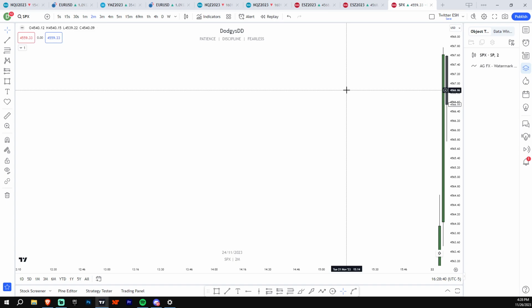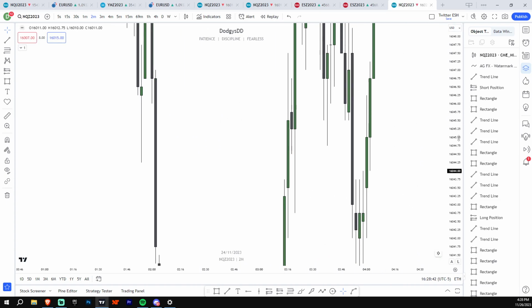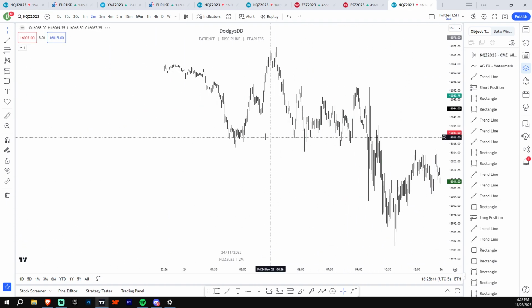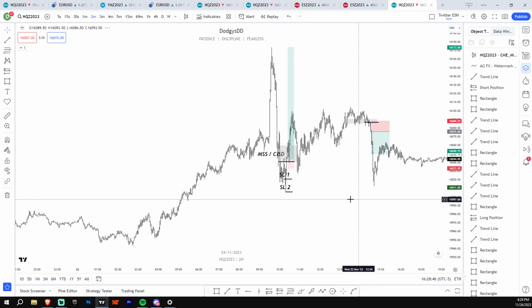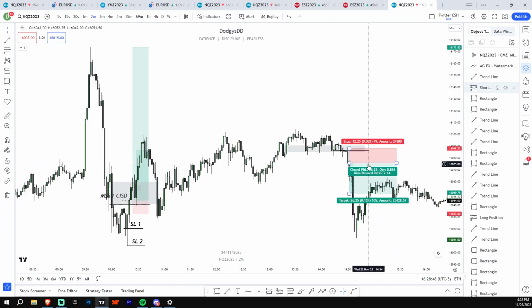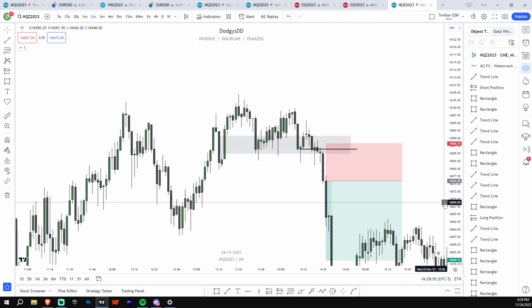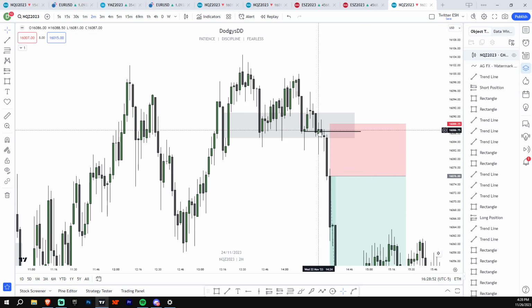Okay, and you should be trading during the kill zones. If you're not trading during the kill zones, it's probably not going to work as well, obviously, but hopefully you can see what I'm saying. Now, what if this OB wasn't here?